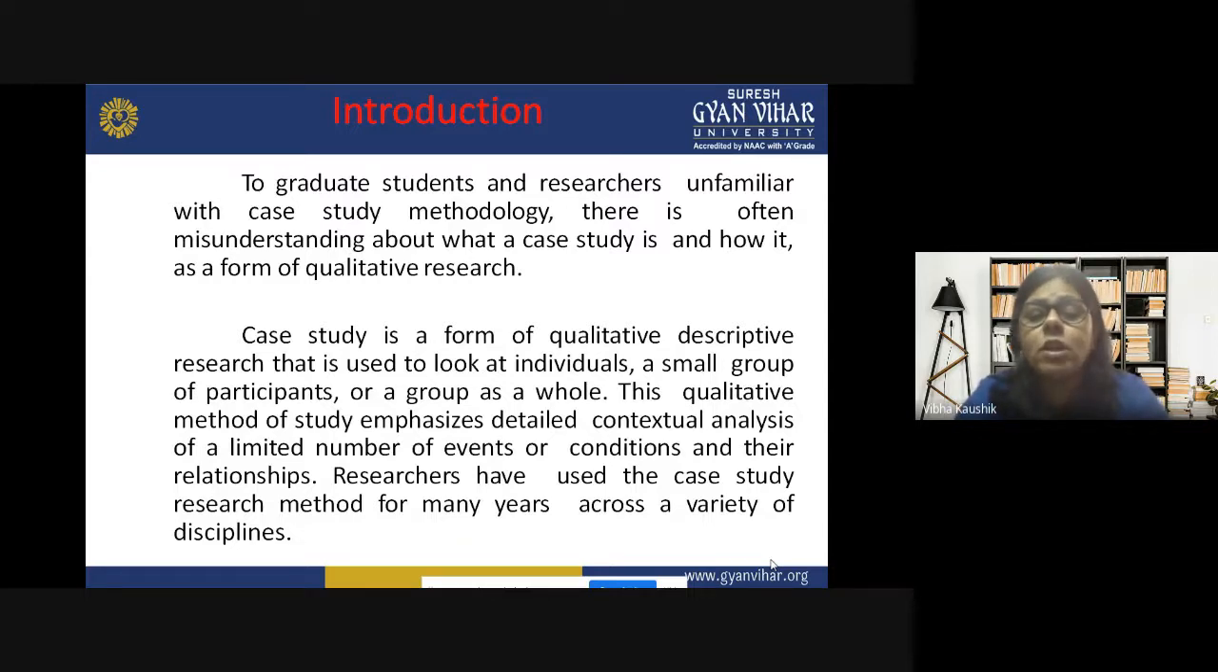Researchers have used the case study research method for many years across a variety of disciplines. That means this is a particular method that has been used by researchers for many years across a variety of disciplines. It is not confined only to a particular discipline. The case study method can be applied to a variety of disciplines.